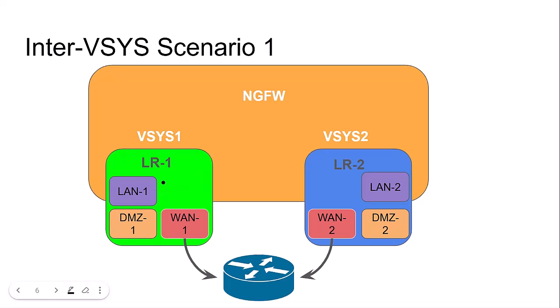So the first scenario we're going to look at is traffic originating from LAN 1 on VSYS 1, and that traffic is going to terminate there on DMZ2, which is in VSYS 2. Now the way that that's going to get there is going out of WAN 1 and then coming back in WAN 2. So it's going to go across two virtual systems, but it's going to actually leave the firewall and get bounced to DMZ2 using a destination NAT policy. So let's look at what this looks like when we're setting it up on the firewall.